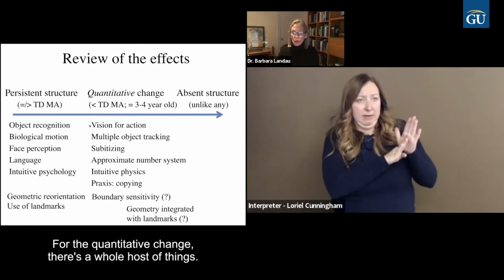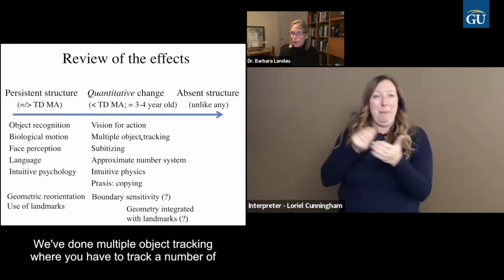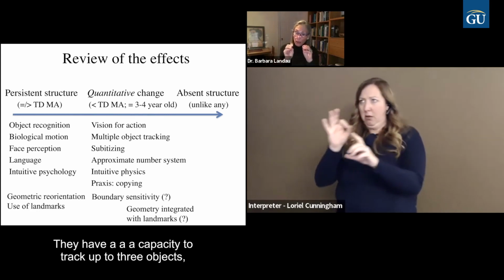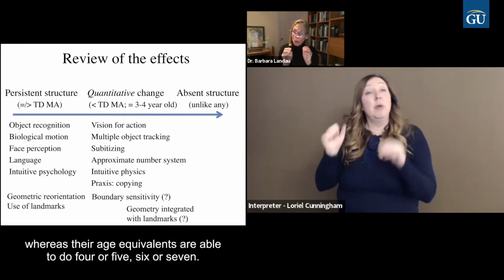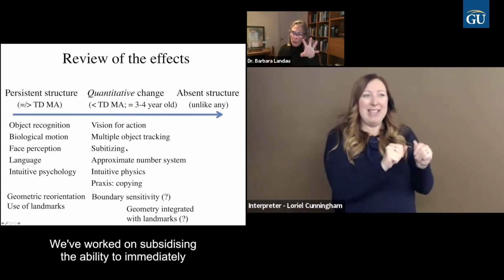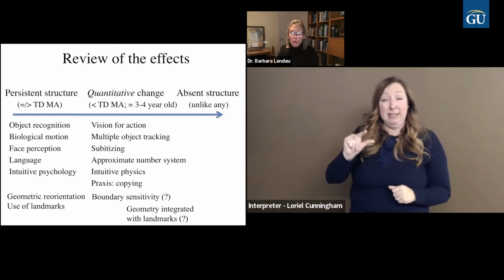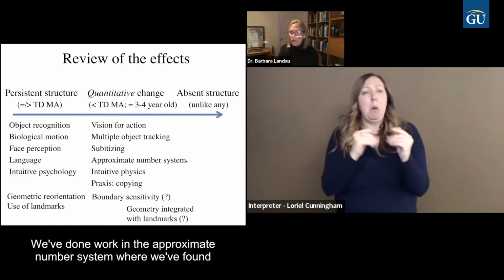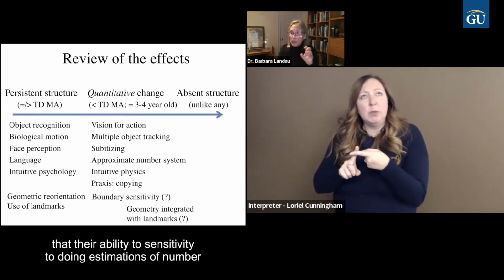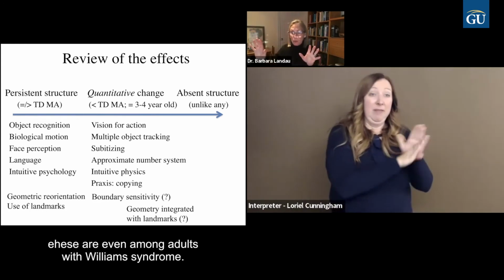For the quantitative change, there's a whole host of things. We looked at vision for action, where people were more like typically developing 3 or 4-year-olds. We've done multiple object tracking, where you have to track a number of objects as they're all moving together and identify which are targets. They have a capacity to track up to 3 objects, whereas their age equivalents are able to do 4, 5, 6, or 7. We've worked on subitizing, the ability to immediately abstract the number of a small set of objects. They have a subitizing range that is similar to 3 or 4-year-olds. We've done work in the approximate number system, where we've found that their sensitivity to doing estimations of number is very much in line with 5 to 6-year-olds typically developing. This holds even among adults with Williams syndrome.